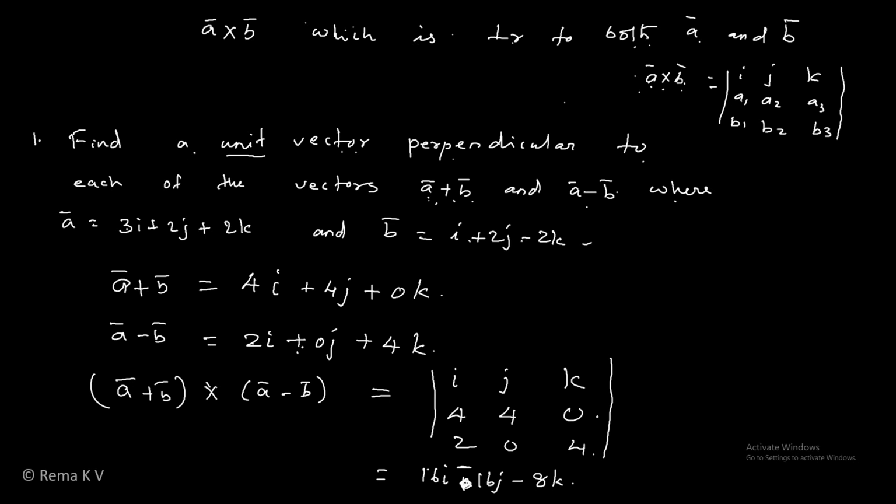Okay. Is this a unit vector? The 16i minus 16j minus 8k, is this a unit vector? How can you check whether this is a unit vector? Find out the magnitude of this.